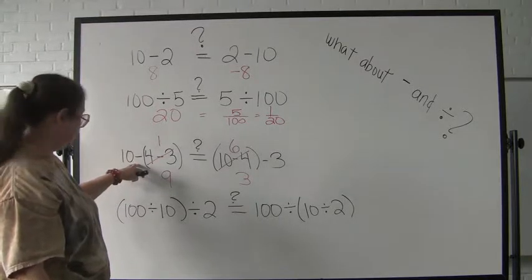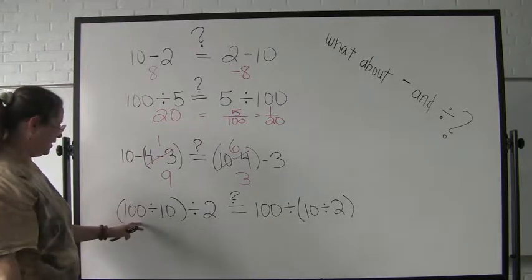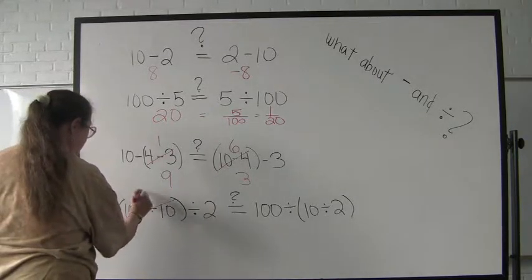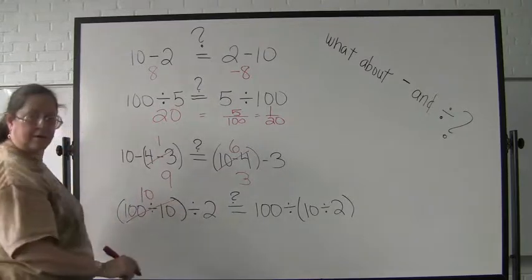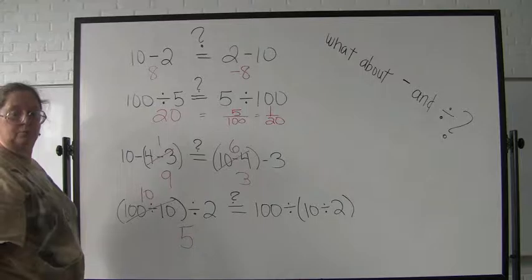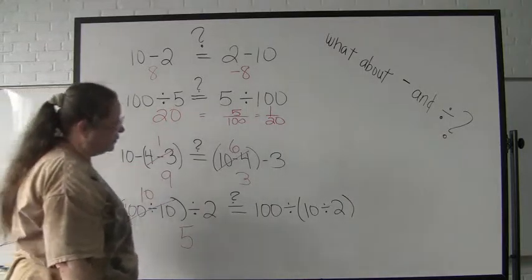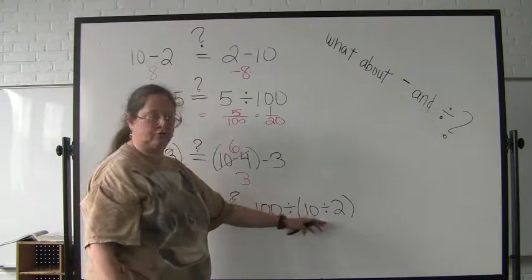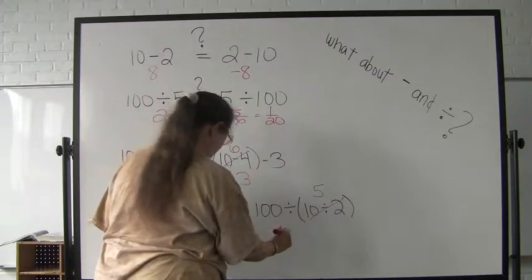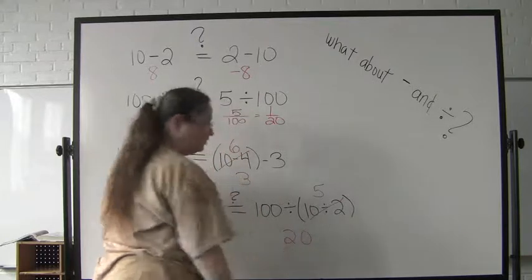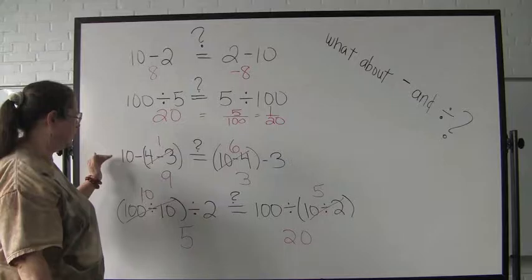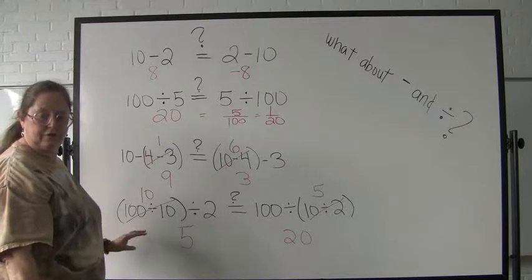How about for division? Let's see, we have 100 divided by 10. That gives us 10 here. 10 divided by 2, that's 5. So on this side we get a 5. But when we regroup, when we reassociate over here, and we do the 10 divided by 2 first, we get 5. And then 100 divided by 5 is 20. So the associative property does not work for subtraction or division.